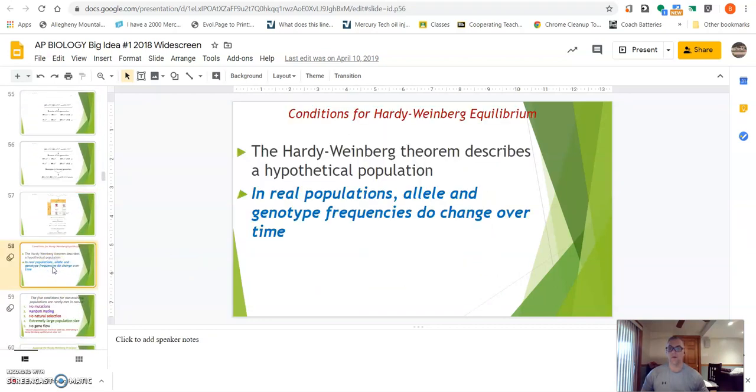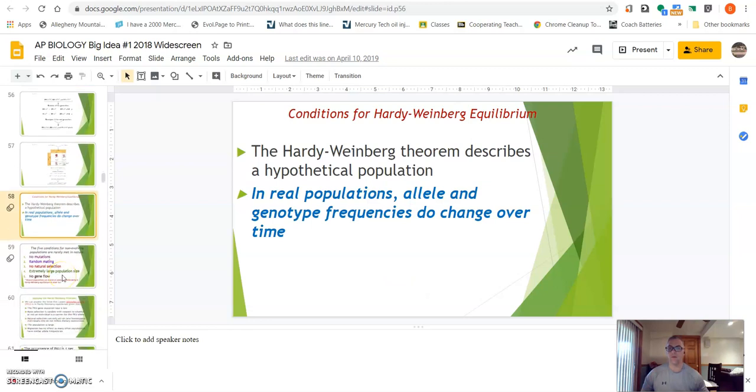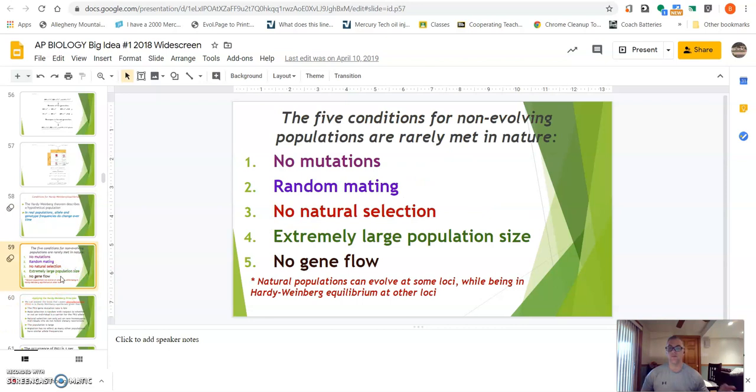All right. So as we wrap this up, and then I'll have a second video for actually solving some problems. The Hardy-Weinberg theorem describes a hypothetical population. In real populations, allele and gene frequencies do change over time, but here are the requirements for equilibrium. Five things. Number 1, you can't have any mutations. We know that we can't eliminate mutations, but if we have a mutation rate that's really low, we can apply this. And we'll look at some examples in the next video.